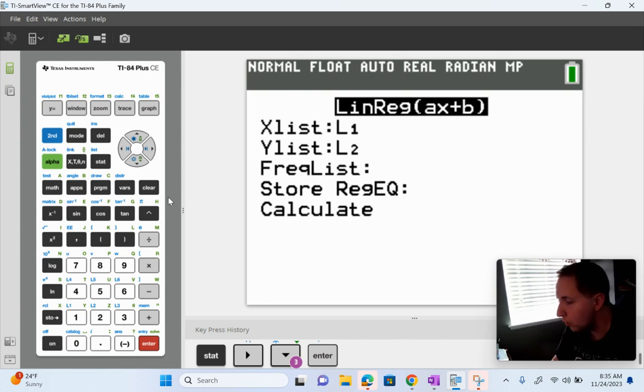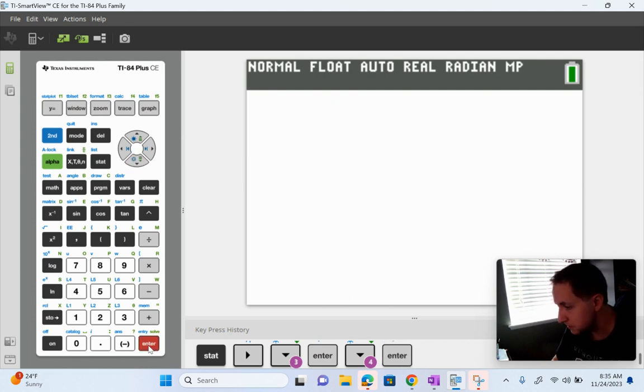The default should be L1 and L2. If that's not listed, to hit list 1, you would hit second 1. Scroll down. If you don't see L2 there already, hit second 2. You should get an L2 that pops up. Leave frequency list alone. I'm not going to store the regression equation, but I'm going to calculate my estimates.